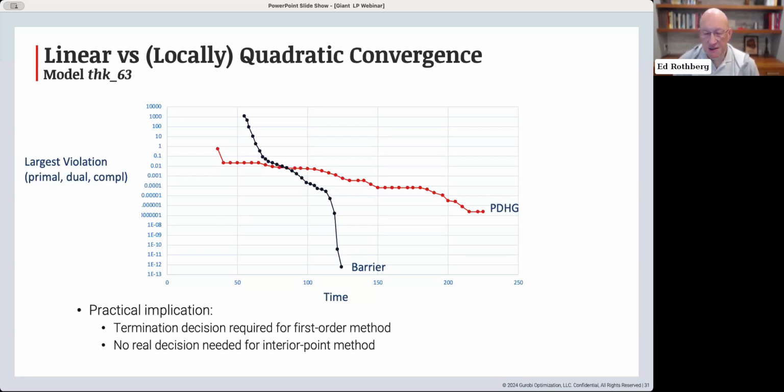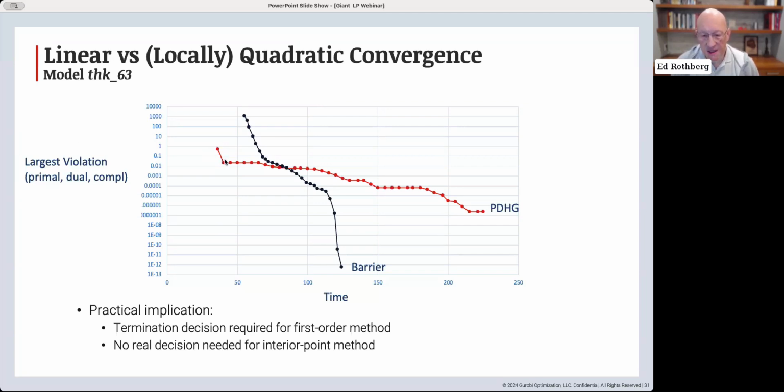The reason you have to make this decision is PDHG is linearly convergent versus barrier, which is locally quadratically convergent. I could write down the definitions of these two terms, but I figured it'd be better to show the difference in a figure. These are results from a model, THK63. On the x-axis, we have runtimes in seconds. And on the y-axis, we have the largest violation, whether primal, dual, or complementary. A truly optimal solution would have zero violations in all three.